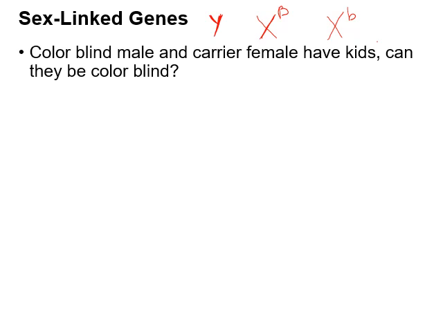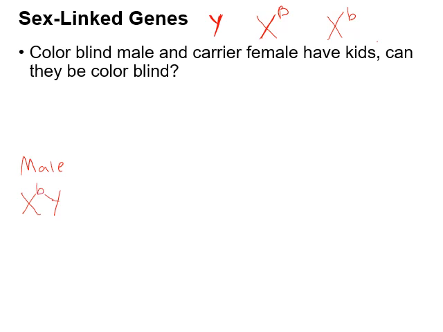We're talking about a colorblind male and a carrier female. Let's put the colorblind male over here and think about what alleles he would have. He's a male, so we know that he is XY. And he is colorblind, so on his X chromosome he should have a lowercase b.